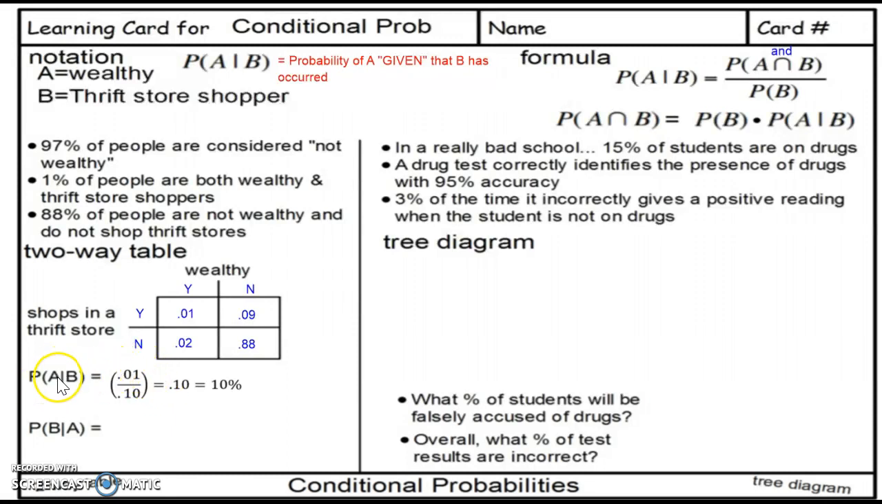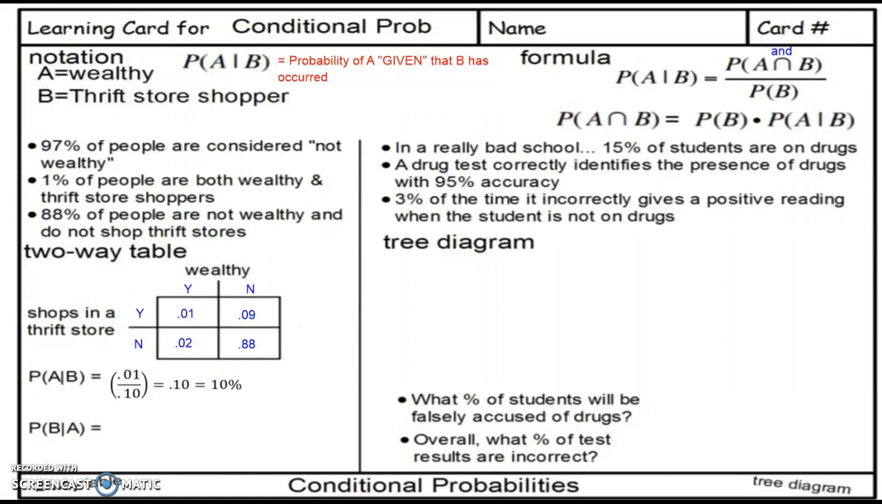So the probability of A given B, which is the probability of being wealthy given they are a thrift store shopper, is equal to the probability of A and B, wealthy and thrift store shopper, 0.01, divided by the probability of B, the probability of being a thrift store shopper, which is 0.1 or 10%. And the math turns out to be 0.01 divided by 0.1, which is 0.1, or 10%. I repeated myself there a couple of times, but I really want to emphasize that you should just trust your formula.